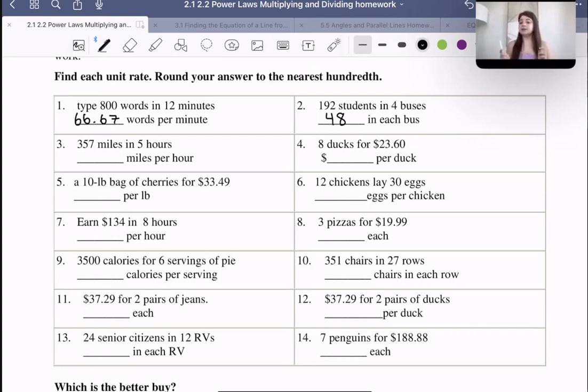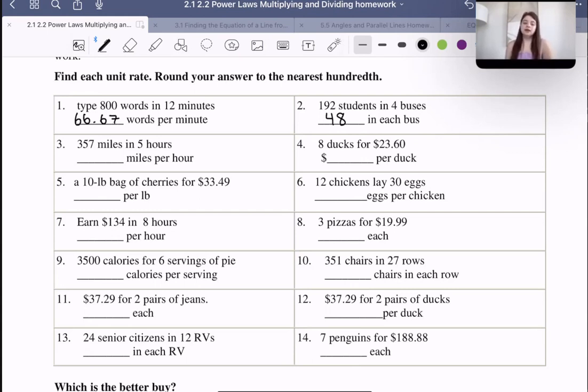And we made the same assumption earlier with the words per minute in 12 minutes. I'm not going to assume that the first minute they typed really fast, then they got tired, and then they took a break, and then they went back to it. No, I'm going to assume that the same amount of words are typed in each minute, that we're going at a constant rate. And same with this second example, I'm making the assumption that if there's 192 students in 4 buses, that each bus has the same number of students, that it's even, and that's an assumption we make when it comes to rates in general.